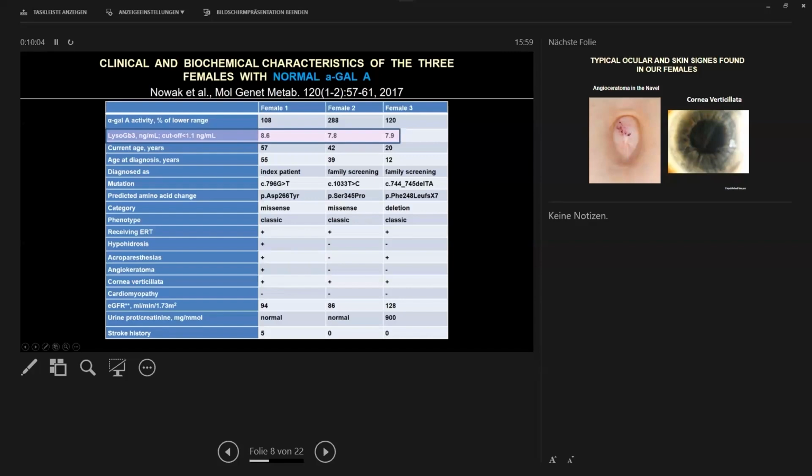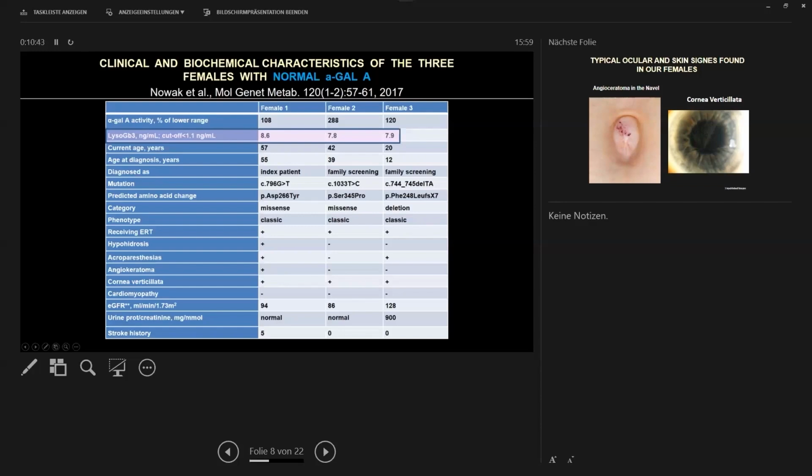have a classic Fabry disease, they have normal alpha-galactosidase activity in the leukocytes, but you see in all 3 that Lyso-GB3 levels are increased. Here you can see the normal range, and here you can see the results of these 3 females. And you can see these GLA mutations. That means that they have the mutation for Fabry disease. They all have classic phenotype. They are all 3 receiving enzyme replacement therapy.